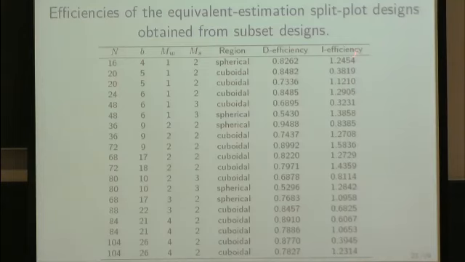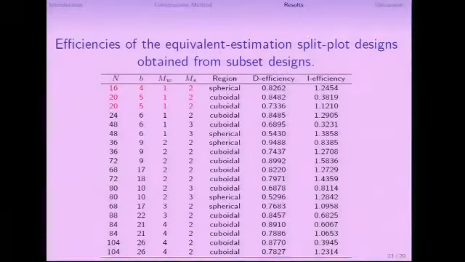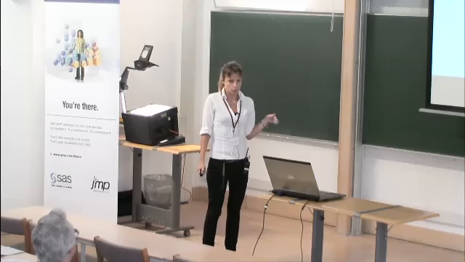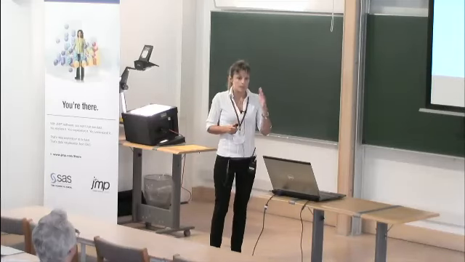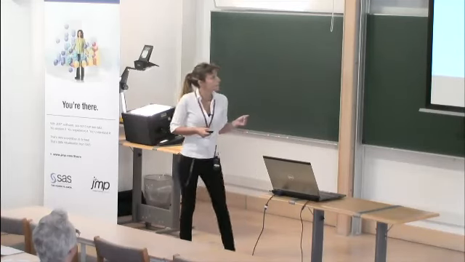The first three designs are the designs that we saw in the examples before. Some general remarks: half of the designs have more than 80% D-efficiency. Also, the equivalent estimation designs seem to be more I-efficient than the D-optimal designs. And this is a general remark. In general, we see some inverse relationship between D-optimality and I-optimality.